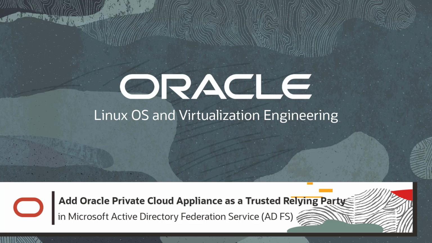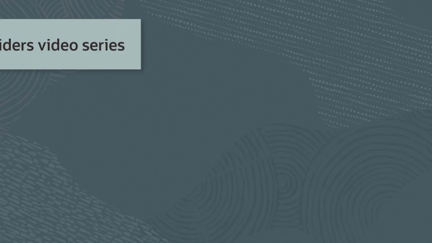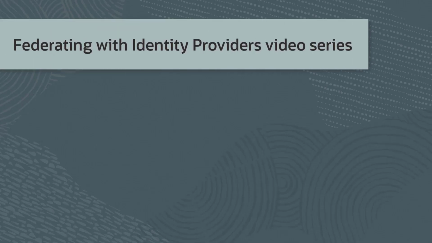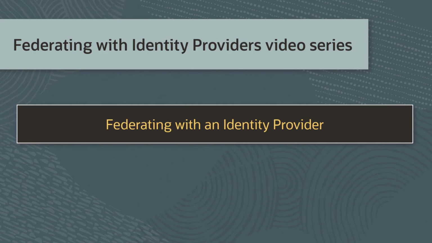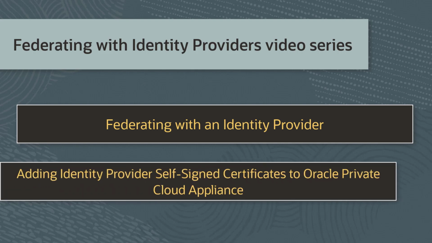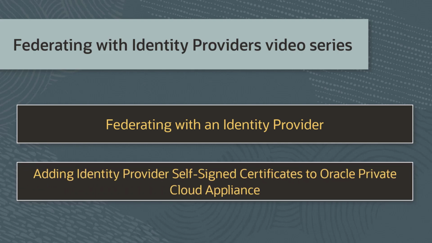In this video, I'll demonstrate adding Oracle Private Cloud Appliance as a trusted relying party in Active Directory Federation Service, or ADFS. This video is part of a series of videos on federating with identity providers in Oracle Private Cloud Appliance. Other videos in this series include federating with an identity provider, which you should view first, and a video titled Adding Identity Provider Self-Signed Certificates to Oracle Private Cloud Appliance. Please view this video if necessary for your environment.